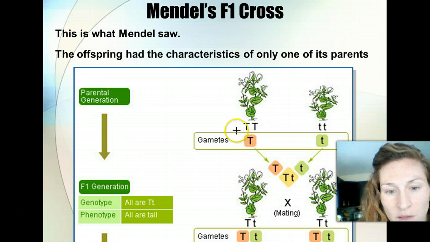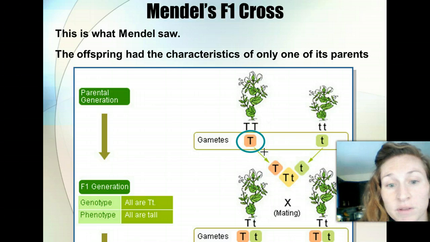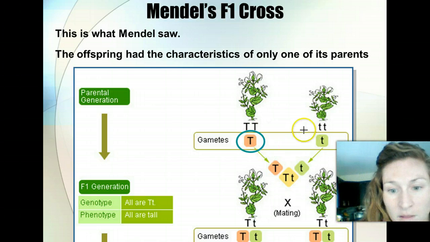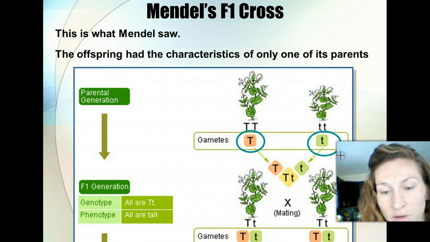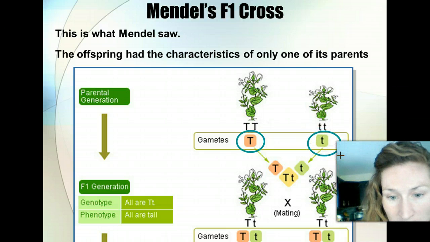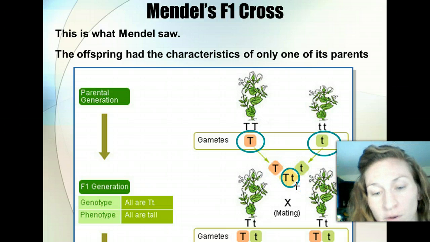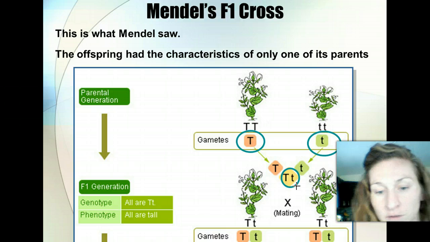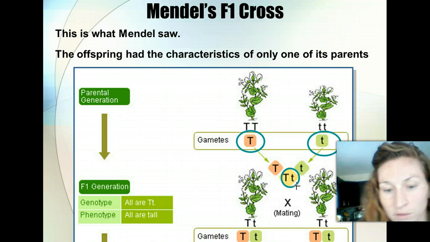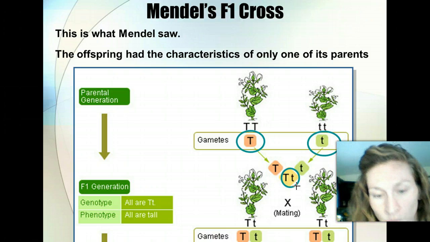So if you look here, this parent can only pass on a capital T representing tall. This parent is short and can only pass on a short allele. So when they come together, you result in this hybrid or mixed version. You've got a big T and a little t. So big T is dominant, meaning tall. Little t is recessive, meaning short.